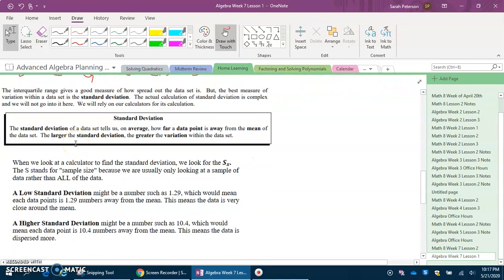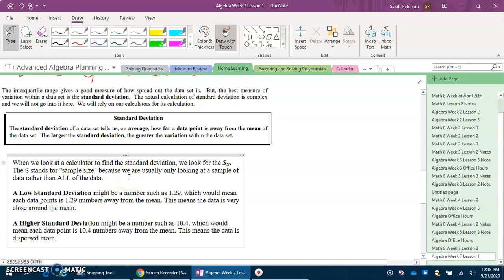So when we're in a calculator, just as a reminder, you're going to look at the Sx number. The S stands for sample, and we usually use that because usually we're only looking at a sample of data and not all of the data. So usually you just record some people's heights, not all people's heights. So we care more about the sample standard deviation.